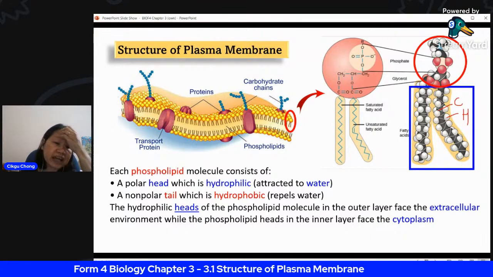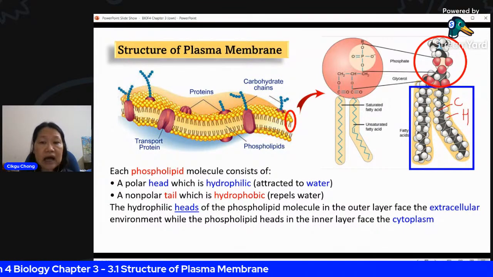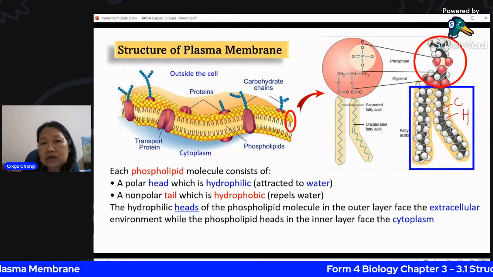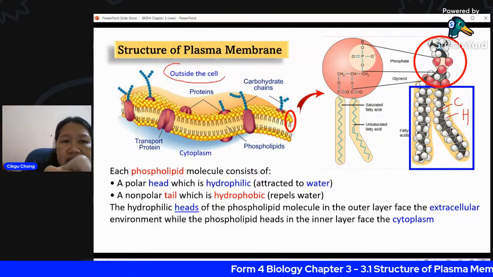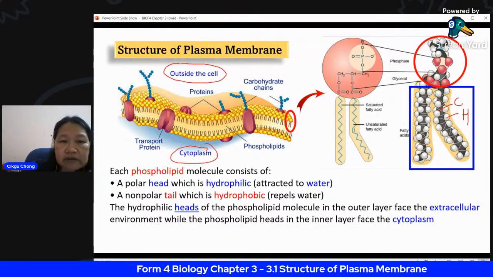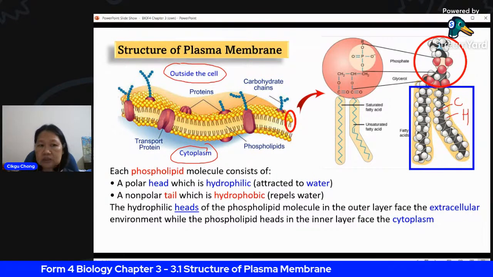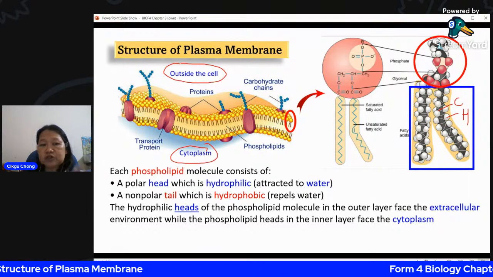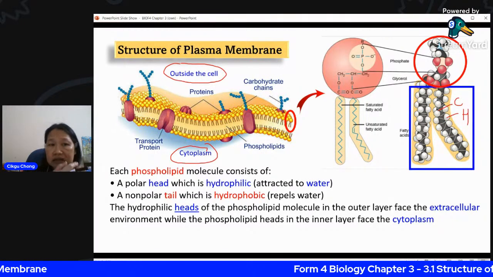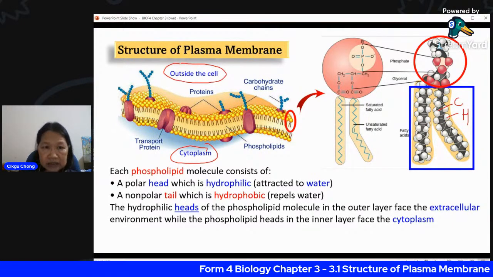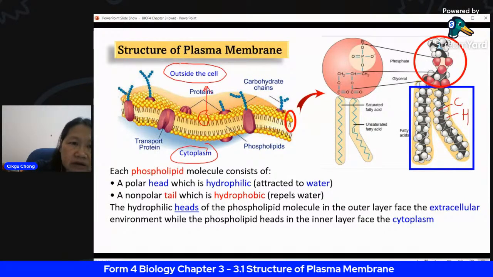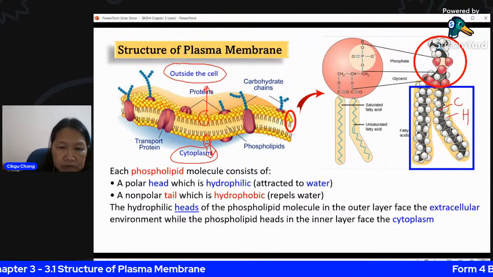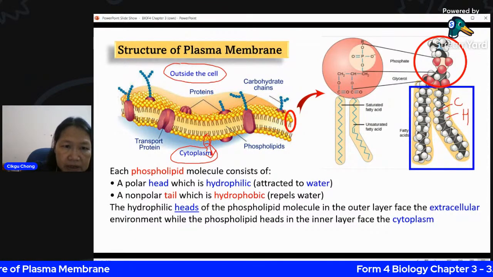So the hydrophilic heads of the phospholipid molecule are in the outer layer. Let's say there are two sides of the membrane. This one is facing the outside of the cell, and this is the inside of the cell, which faces the cytoplasm. So the hydrophilic heads will face the outer layer, that means the extracellular environment, and the other head will face the inner layer. So one head will face up here, the other head will be facing towards the inside. Let me write this first because there's some animation coming up.